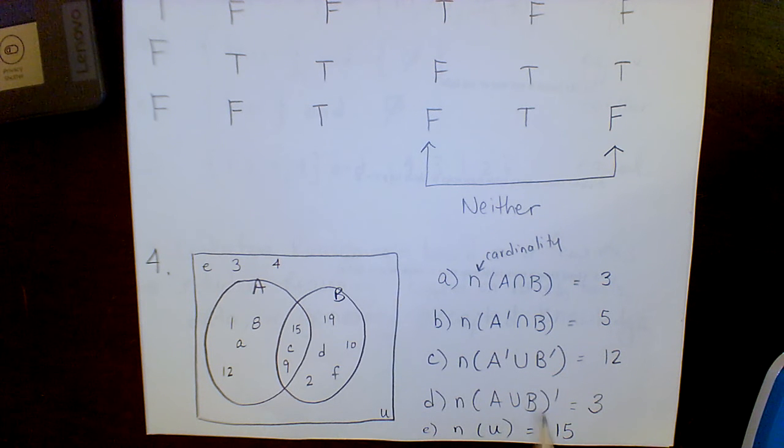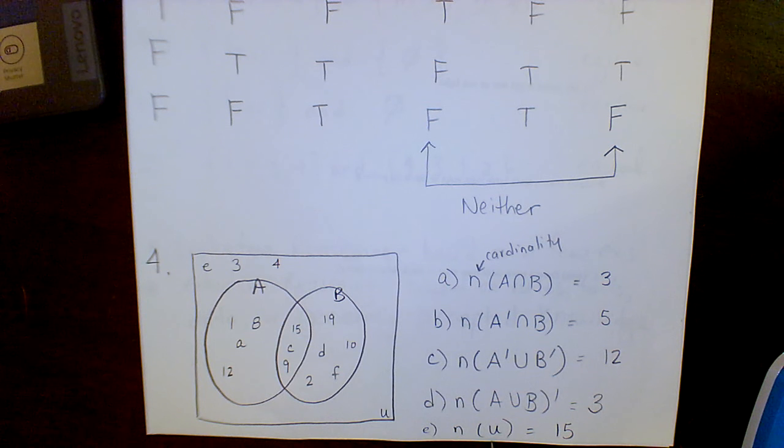The number of things that are in the union of A and B, but then the complement of that union. Well, the union is everything inside circles A and or B. So the outside of that would be this outer area here. That cardinality is 3. There's 1, 2, 3 things in there.